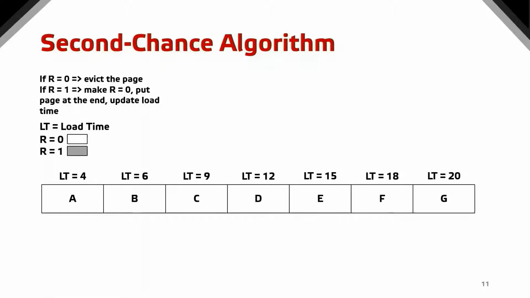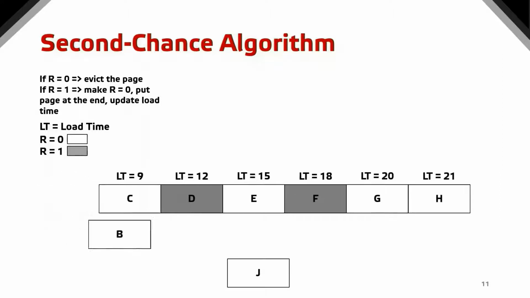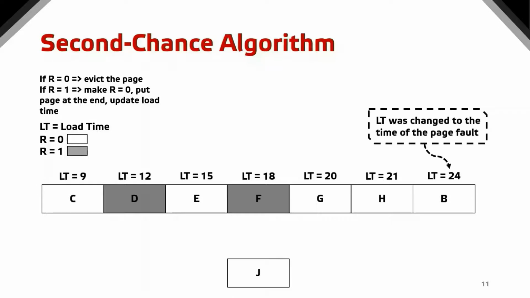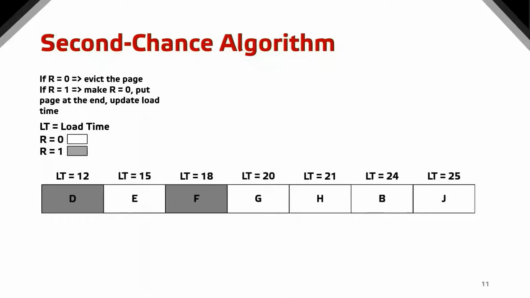We start to reference some pages, and after a new page comes in, we observe the reference bit of the first page A. It is equal to 0, thus we delete page A and put H at the end of the queue as it was in the first in, first out algorithm. Now a new page comes in and we observe the first page again. It has the reference bit equal to 1, thus the load time is changed to the time of the page fault and we put page B at the end of the queue. And we observe the first page once again, its reference bit is equal to 0, thus we just remove this page and put J at the end of the list.